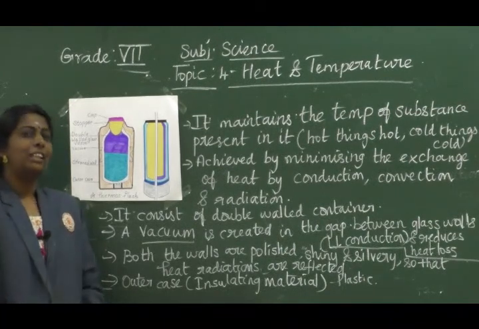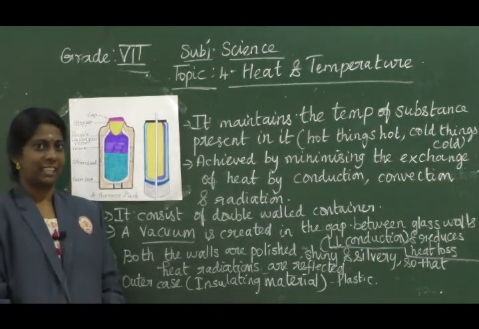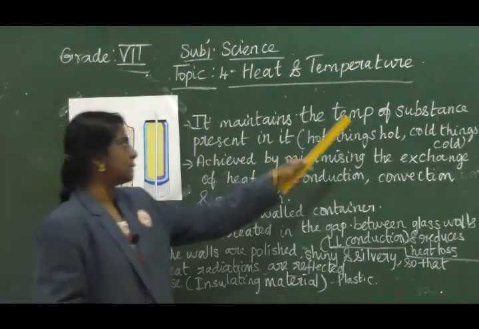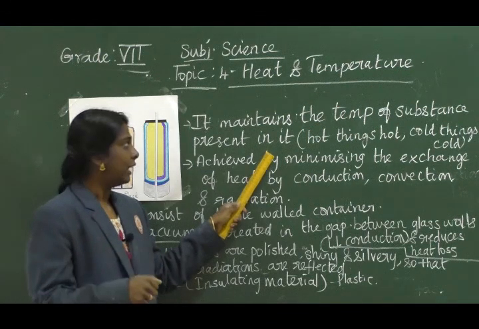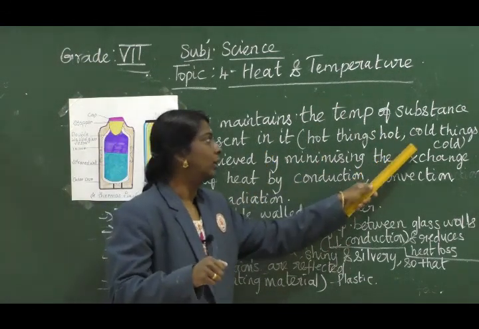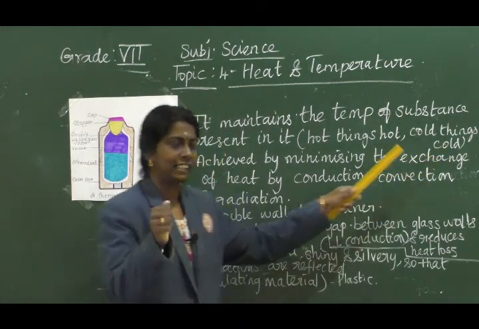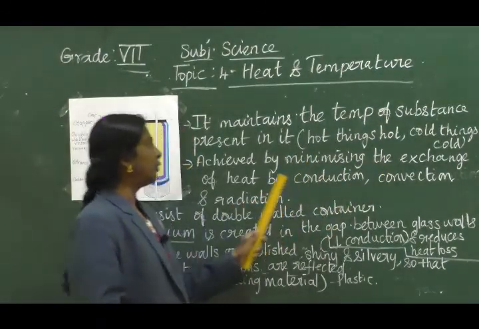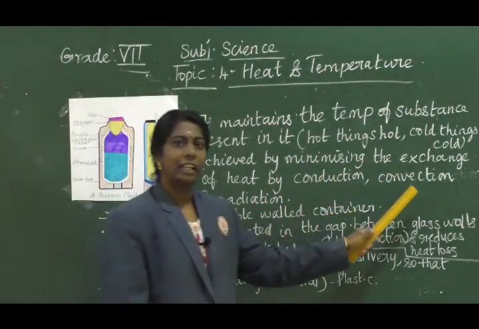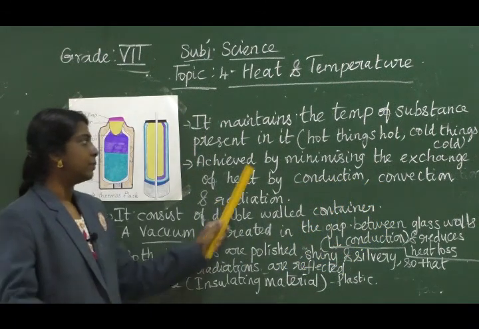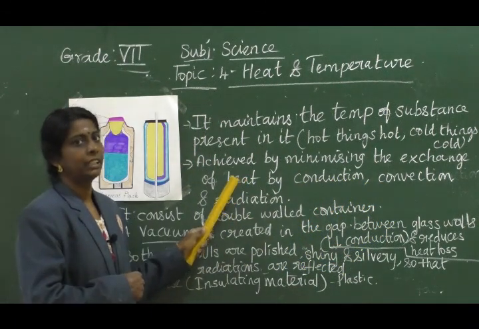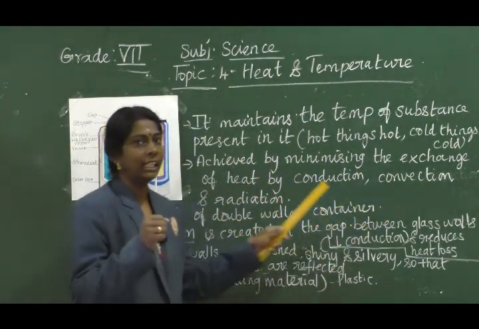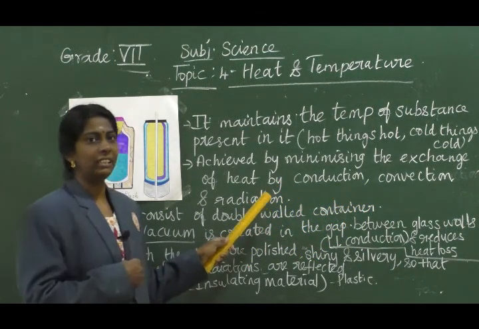Yes children, now about the last part of the chapter, that is Thermos Flask. So about this, as I said already, it maintains the temperature of substance present in it. Meaning to say, hot things will be hot and cold things will remain cold, isn't it? Yes. Now, it's achieved by minimizing the exchange of heat by conduction, convection and radiation, which are the three methods of heat transfer.